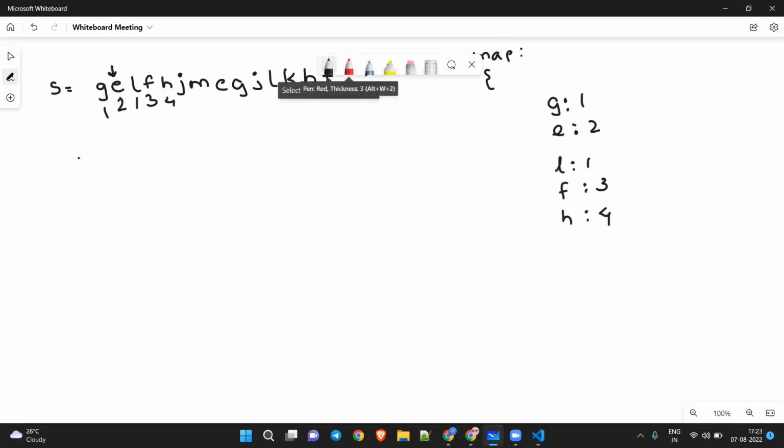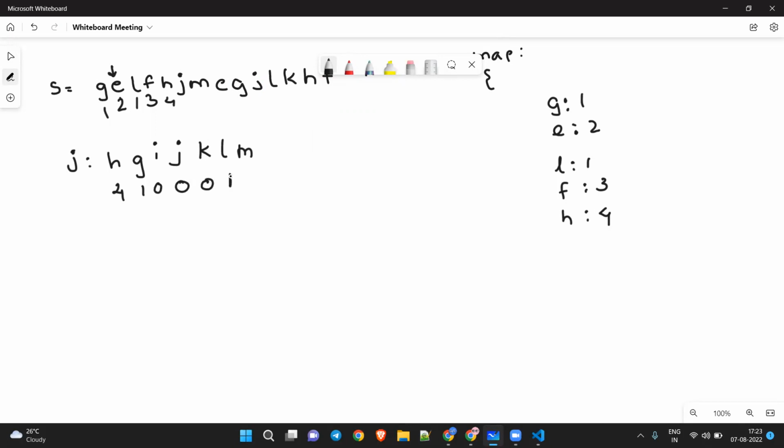Then we have J. For J, the range is H, G, I, J, K, L, M. The value for H is 4, G is 1, no I, no J, no K, L is 1, M is 0. So the maximum is 4. 4 plus 1 is 5. So J is 5. Next we have M.